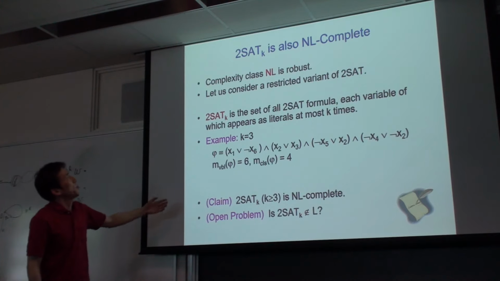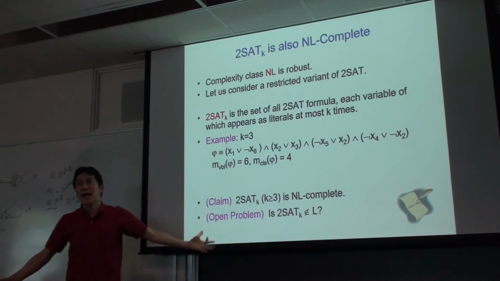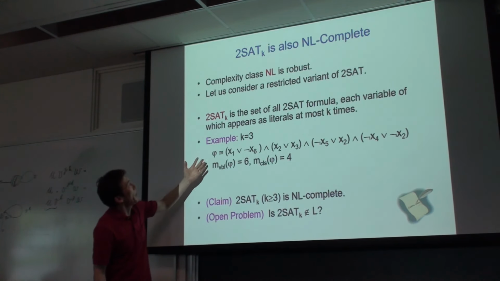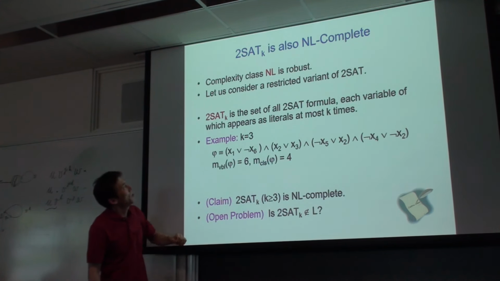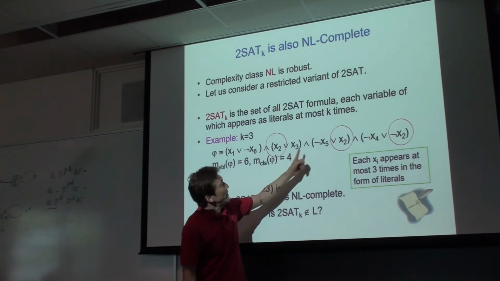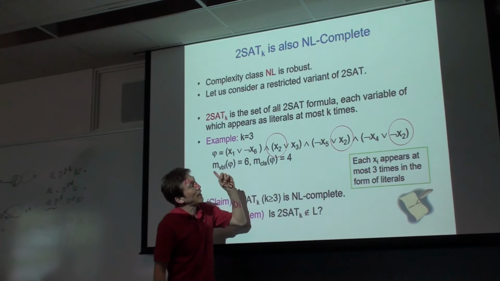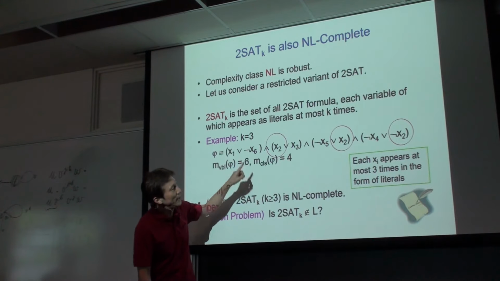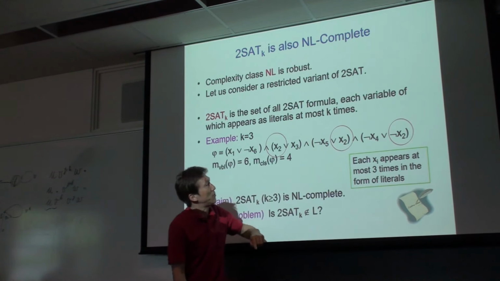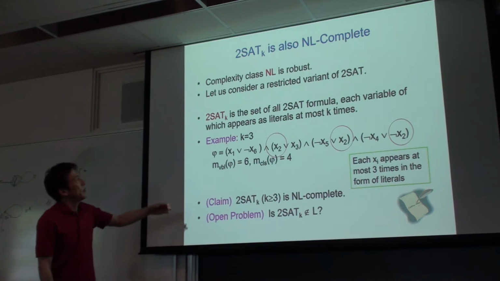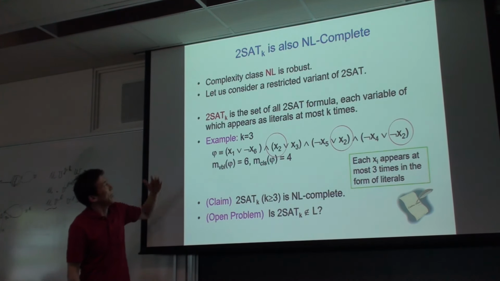Okay, so NL is a very robust complexity class. Even if we restrict the 2SAT to something like this one here, when k is 3, each variable, like x2, appears at most 3 times. That's the number k in the form of literals. We simply ignore the negation symbol, right? So this is the 2SAT 3.